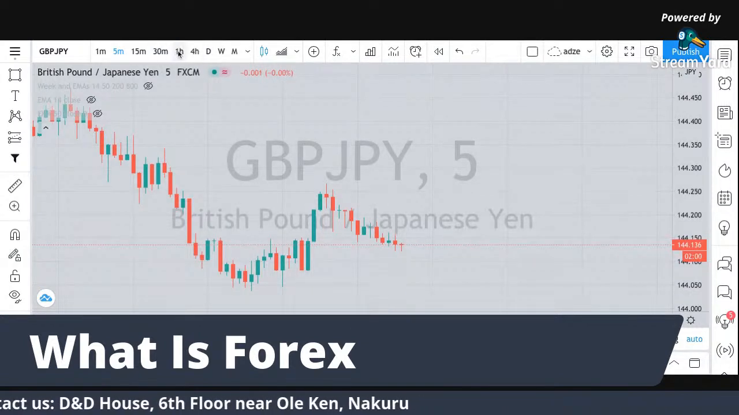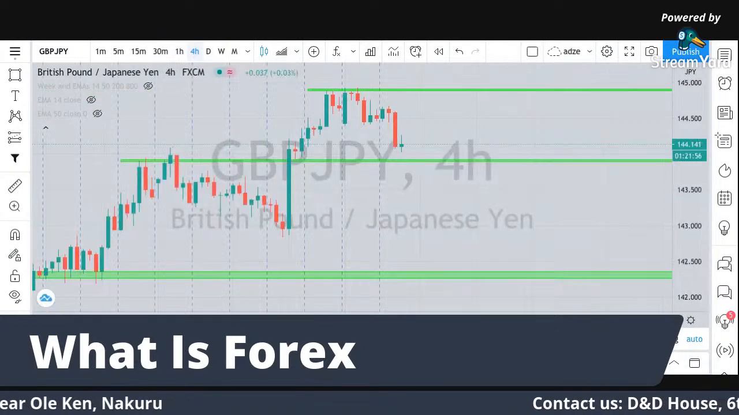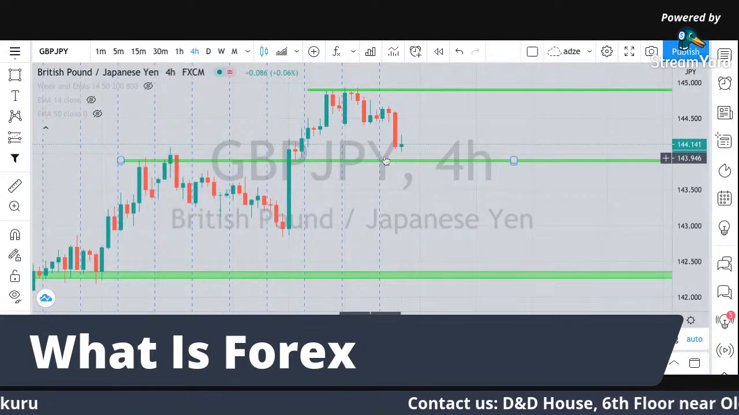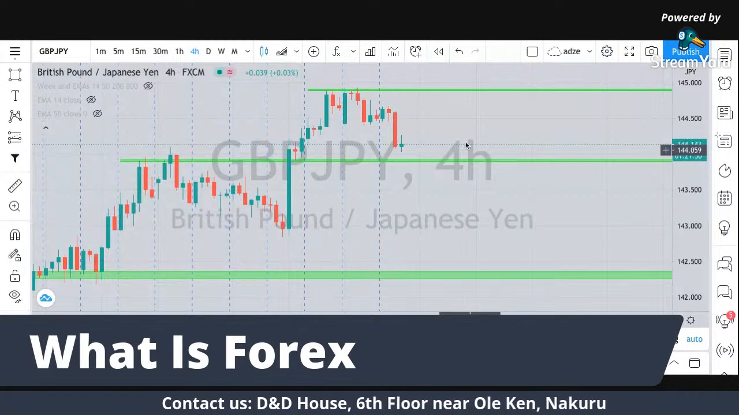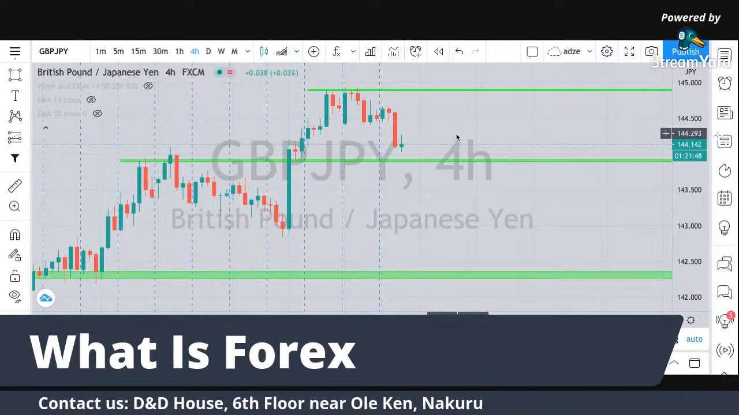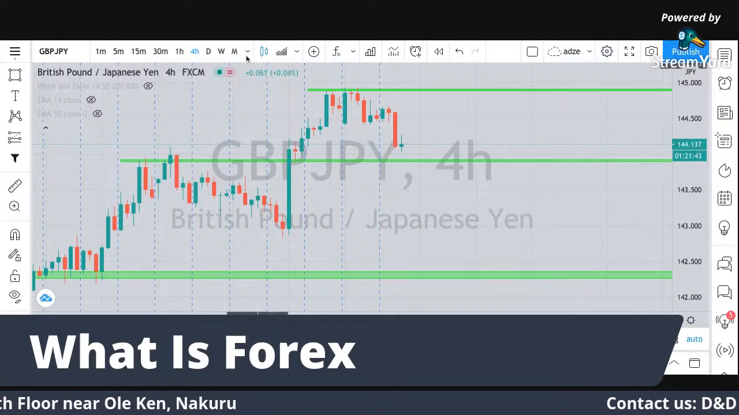Therefore, let's go back to the 4 hour. This particular zone of 144.0 has already been tested. That's how I determine my general bias of the direction of the market.